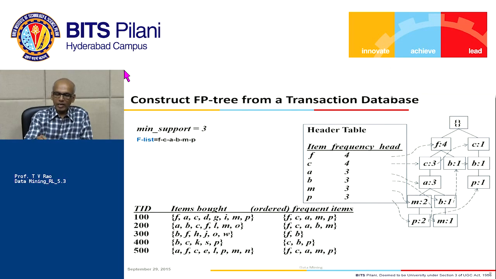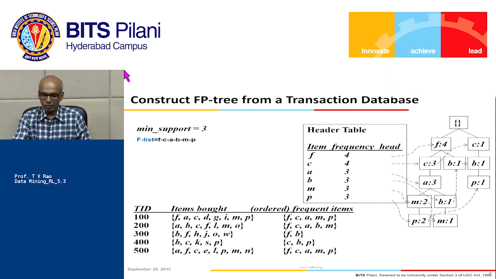So now we create a table of this kind, and we will use this table when we do the next scanning of the database. We need to scan the database twice in this case. So here we are looking at potential frequent items, and they have been ordered in the same order as their support, and then we start constructing the tree. First we have FCAMP, which is transaction 100.